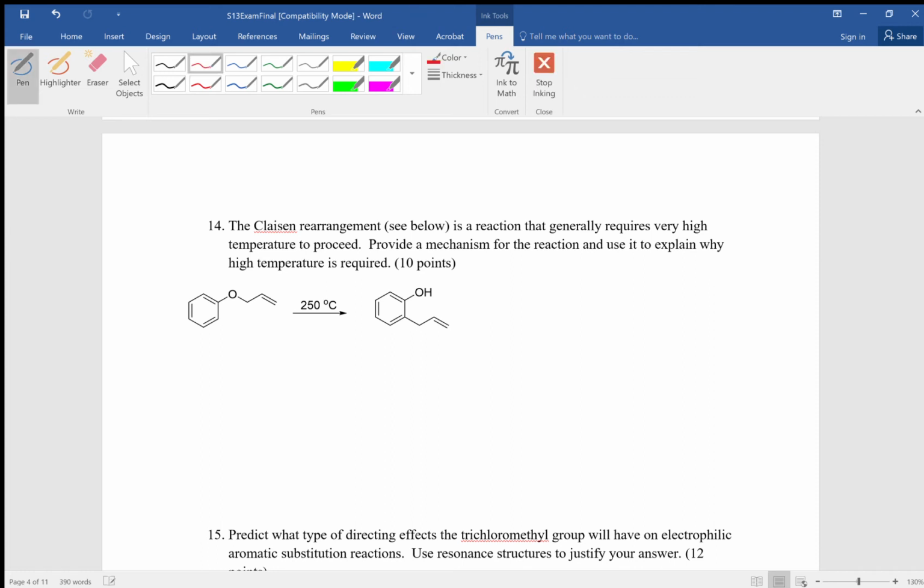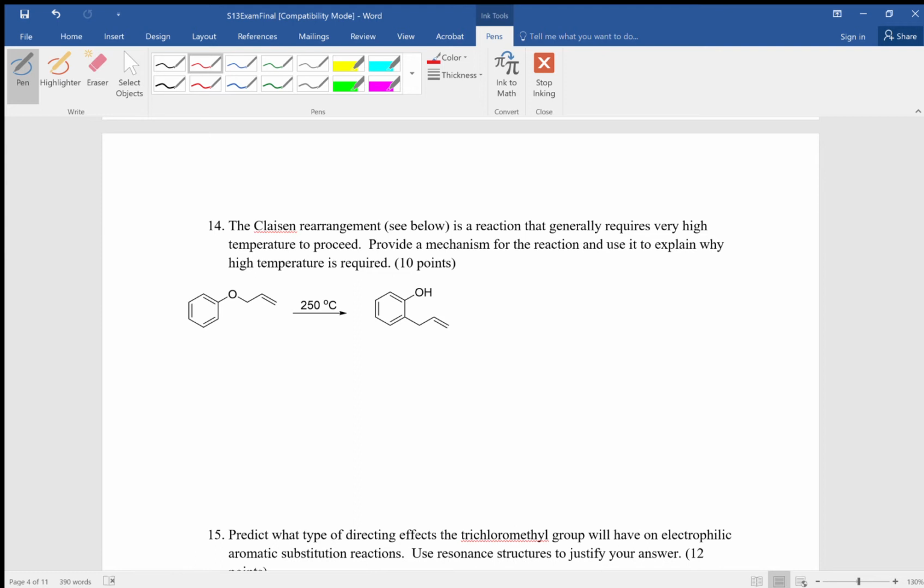Right. Question 14 here looks at the Claisen rearrangement. And I've given you, in this case, both the starting material and the product. But one of the things we learned about the Claisen rearrangement is that typically this reaction requires very high temperature, 250 degrees Celsius. And the question becomes, why does this reaction require such high temperature?